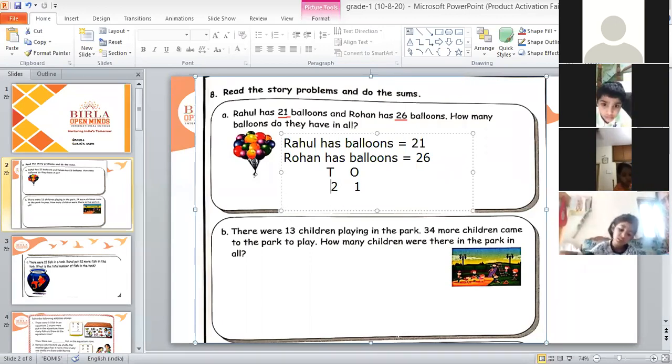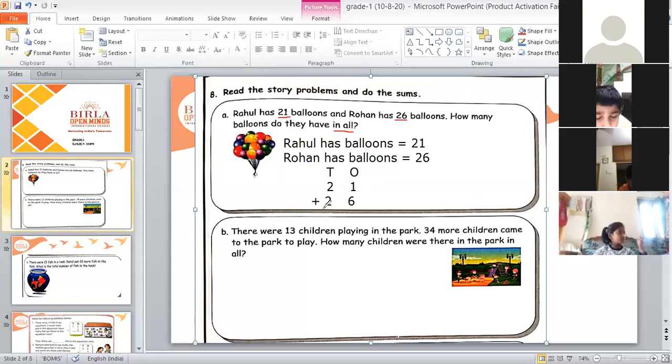Right? Now, what we have to do? We have to put plus sign in the next line. So, we will put here plus sign because we are doing addition. And your next number is 26. So, again, we will arrange that number also in ones and tens form. So now, children, sufficient space is not there. I am trying to write down.